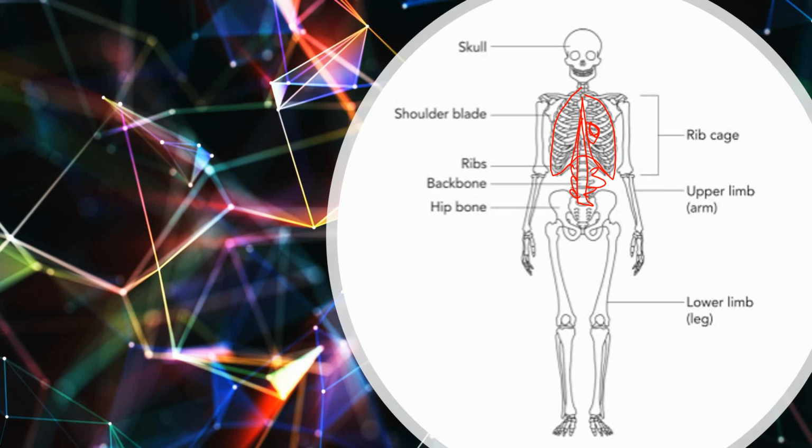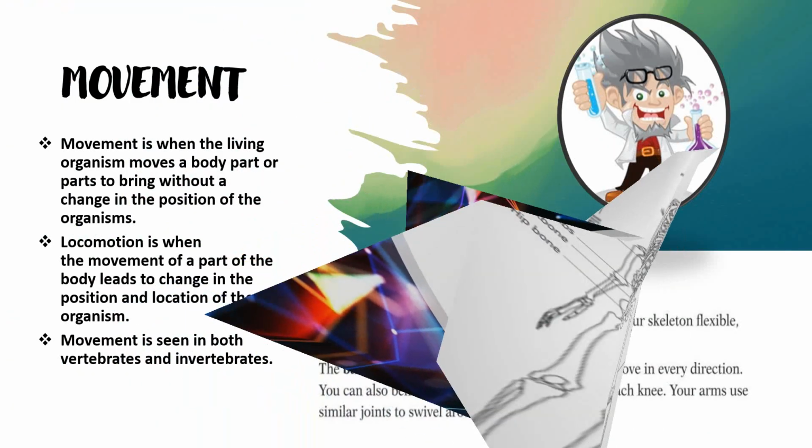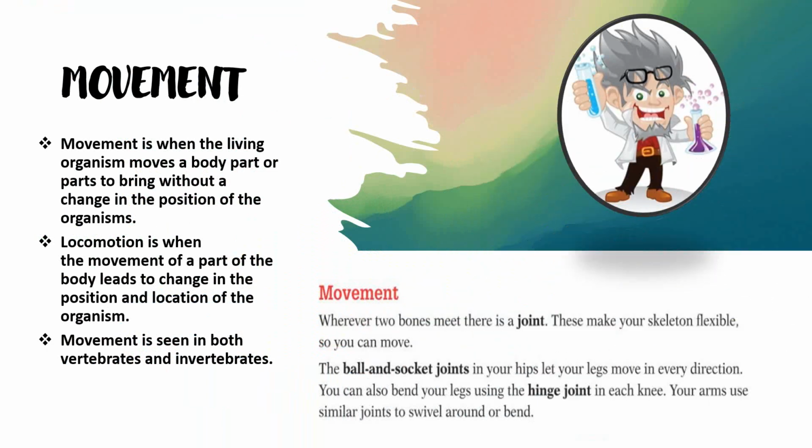So over here is the hip bone, and this is the leg. This is the arm, and this is the skull. Now over here, as you can see, I have marked them. Now we'll be talking about movement.